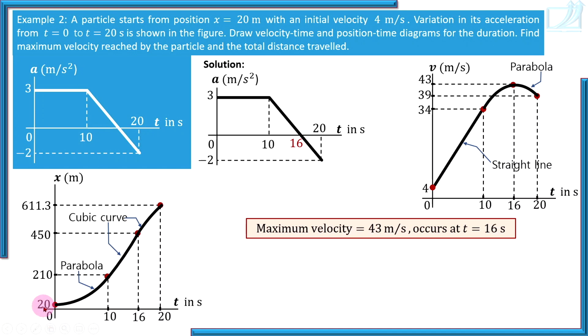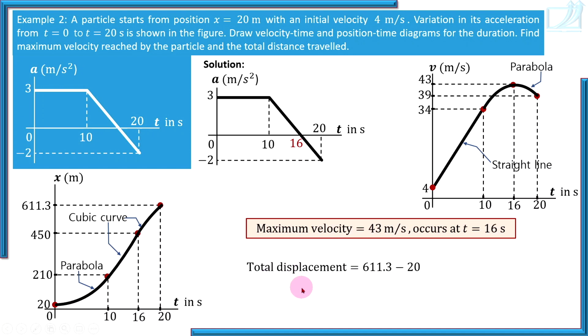Total distance traveled is equal to displacement, and displacement is change in position. Remember, particle does not change its direction of motion. Throughout the motion, velocity is positive. When particle does not change its direction of motion, displacement is equal to distance traveled, that is, distance traveled is equal to magnitude of displacement. So we should find total displacement, that is from t equal to 0 to t equal to 20, and magnitude of that displacement, that is total distance traveled.